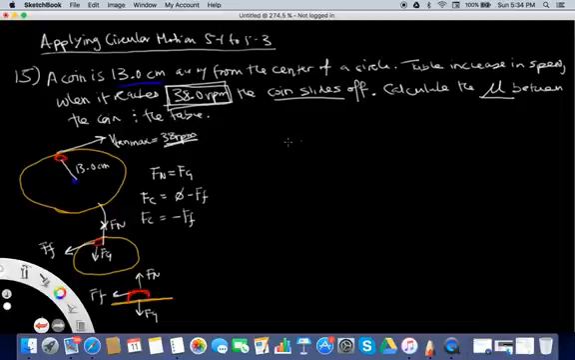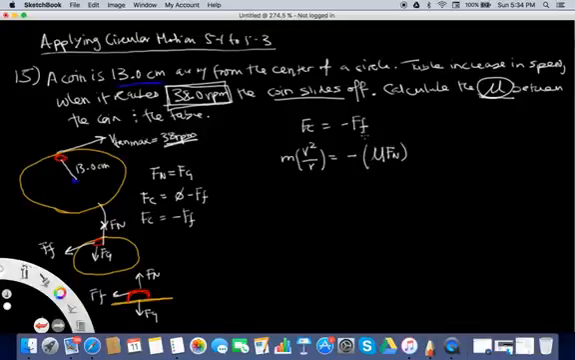So let's use that as our backing. Remember, we want to calculate mu, the coefficient of friction. So Fc equals the opposite of Ff, the frictional force. We know that Fc can be rewritten as the mass of this coin times v squared, the tangential velocity squared, over r, equals negative mu Fn. And we should know that the frictional force is mu Fn from our knowledge of dynamics.